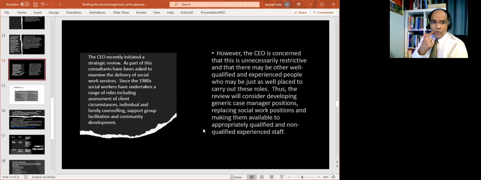So what am I hitting at? I'm not hitting at anything. I'm not supporting the CEO, nor am I suggesting that the social workers ought to make a hue and cry out of the whole thing.